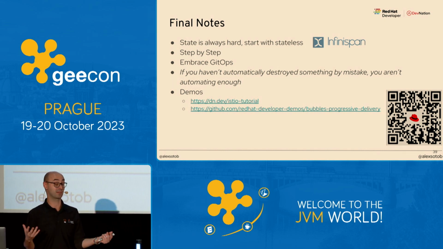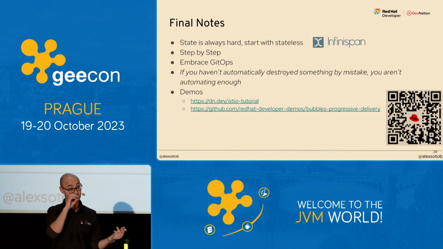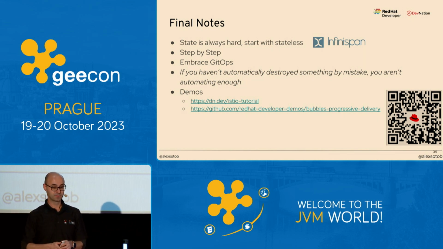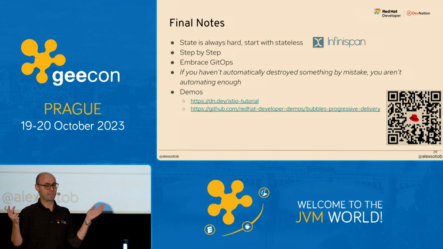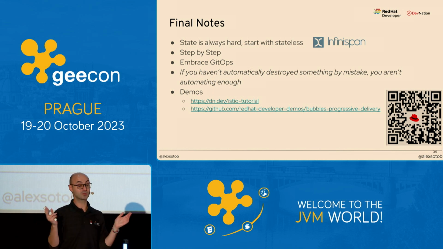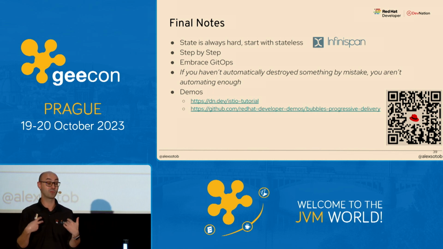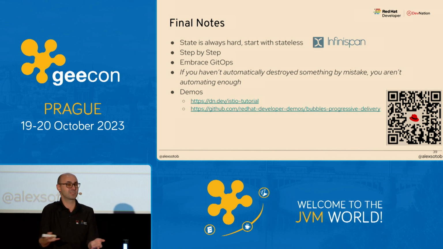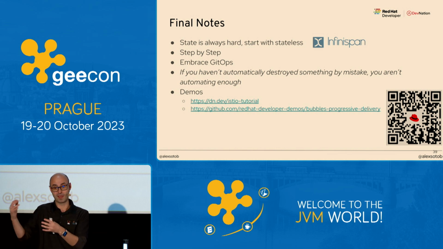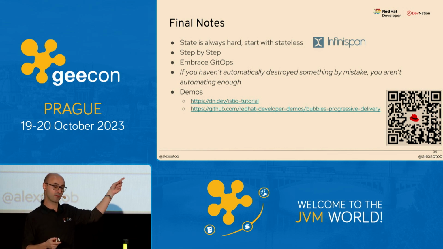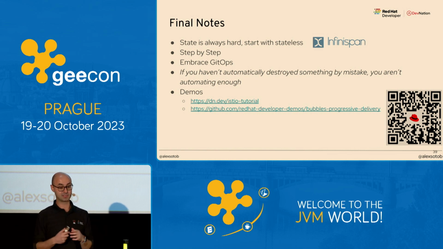It's exactly the same thing. So don't do it that way. Just use GitOps. Remember that things are going to happen, right? As this quote says, if you haven't automatically destroyed something by mistake, you aren't automating enough. Of course bad things are going to happen, but you're going to learn, and with time you're going to succeed.